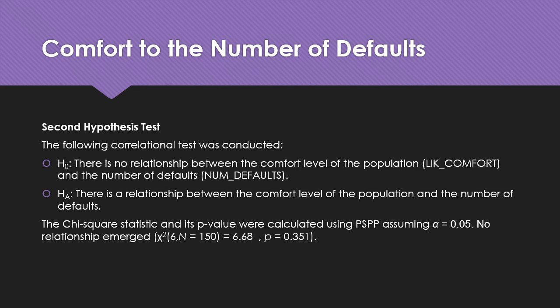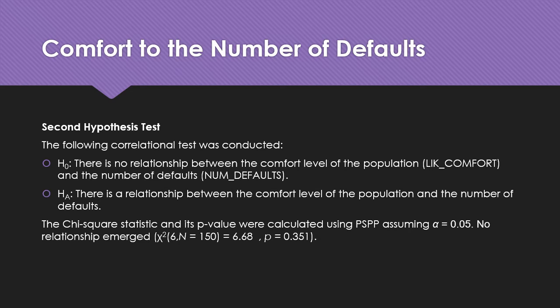As you can see, the results are very similar to what we just did. You see that the degrees of freedom is once again 6. The number counted was 150. And we got the result 6.68 for the chi-square test. Now, you see, in this case, P was 0.351.